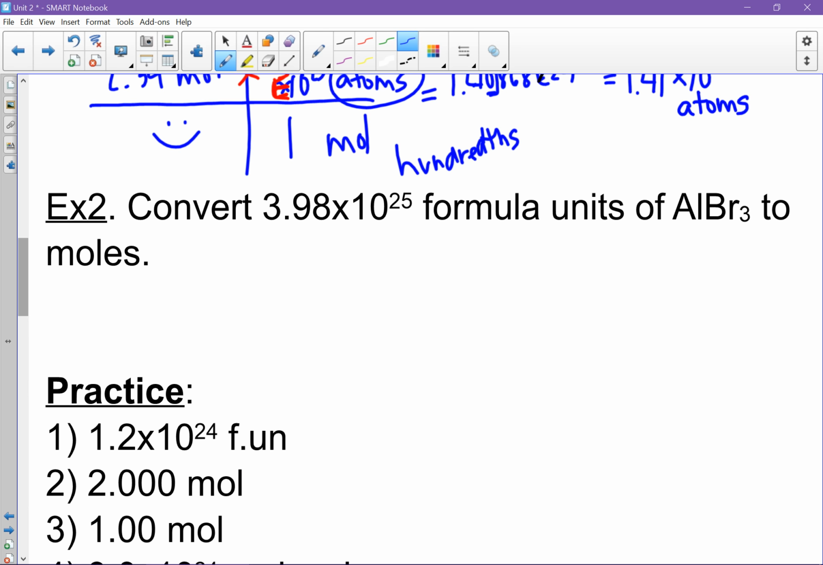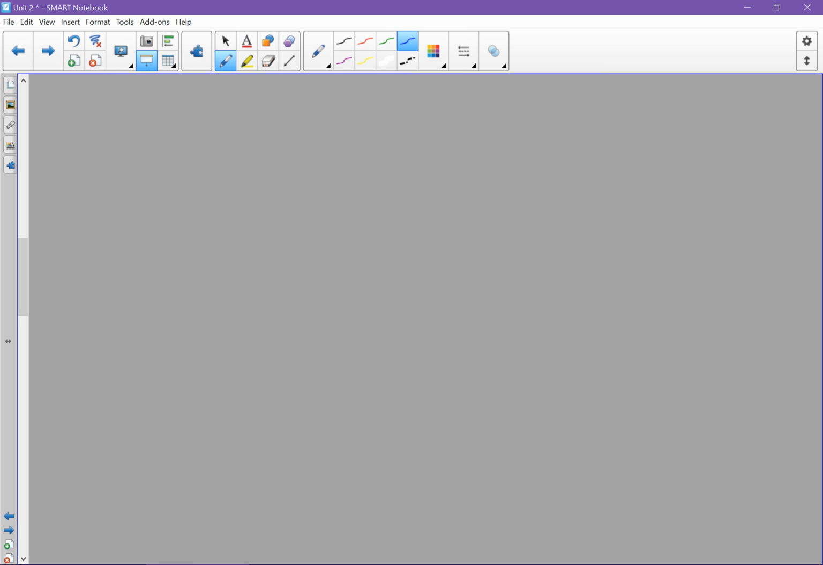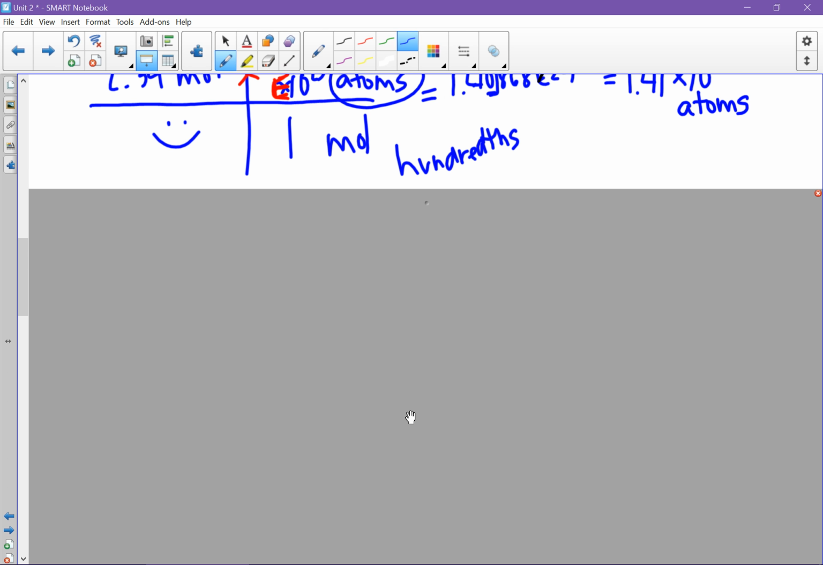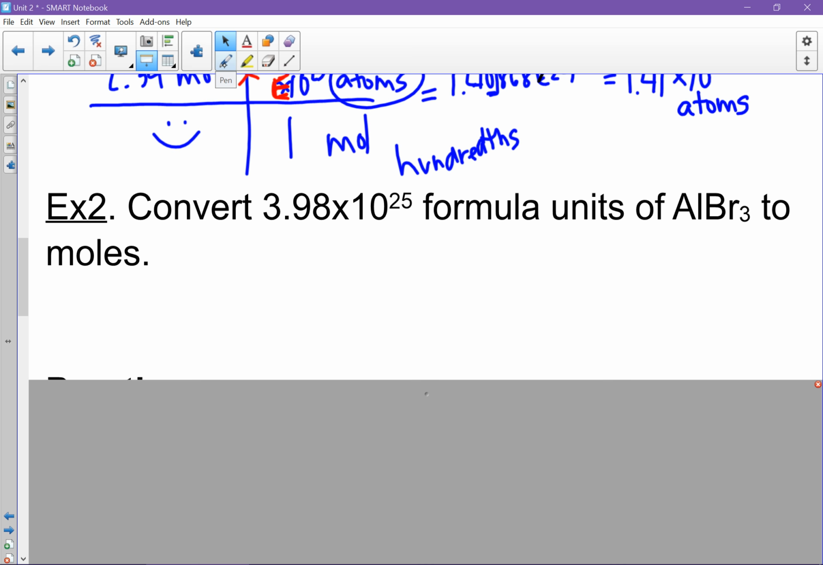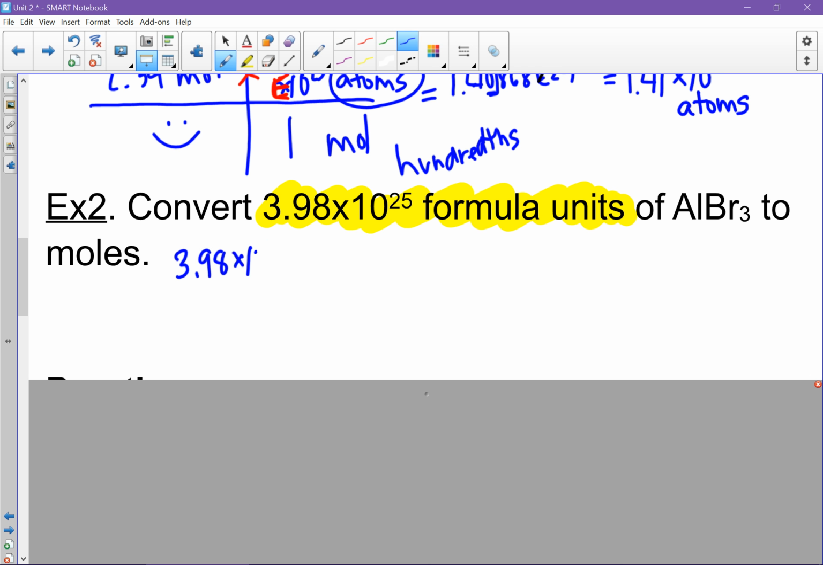Alright, let's try the next one. Let's find the number from the question. I see this. So we're going to start our fence with the number from the question.